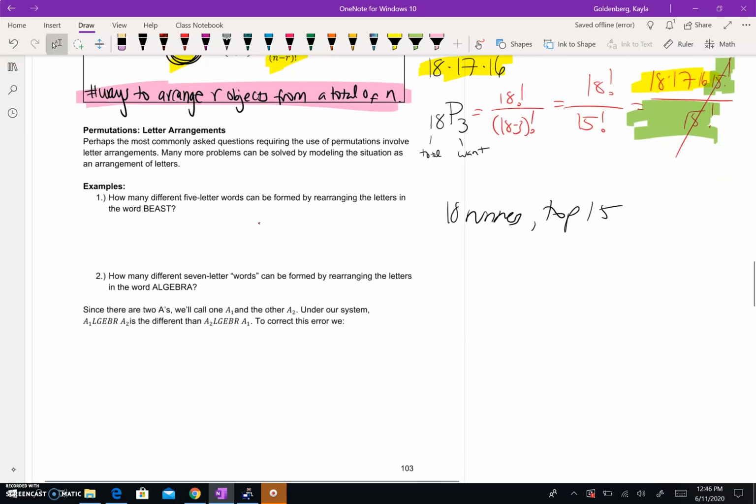So let's look at some arrangements with letter orders. Perhaps the most commonly asked questions requiring the use of permutation involve letter arrangements. Many more problems can be solved by modeling the situation as an arrangement of letters, and these are common in competition problems. Some problems that are not quite as obvious can also use permutations as a strategy. So it's a really good strategy to understand and have in your background information.